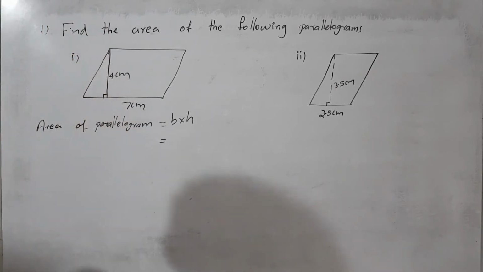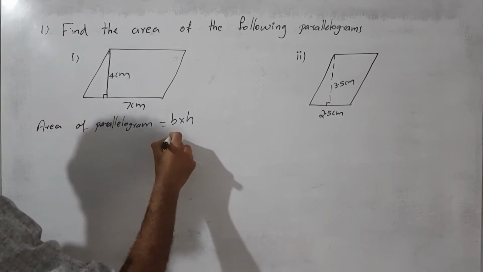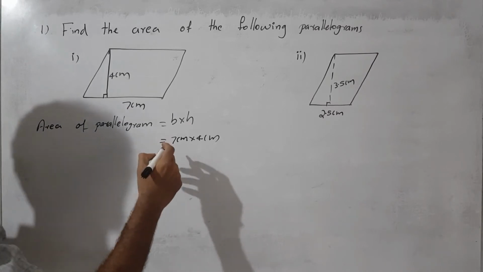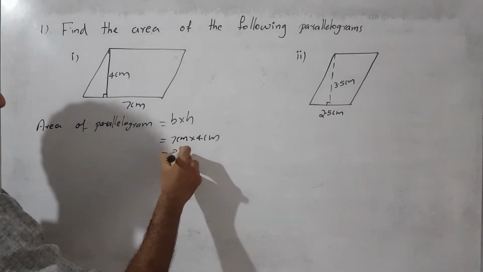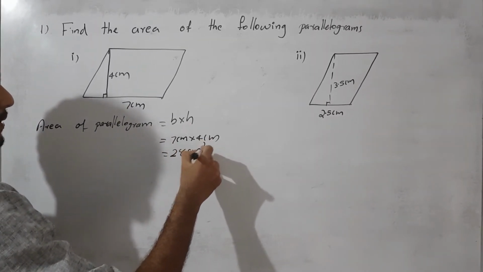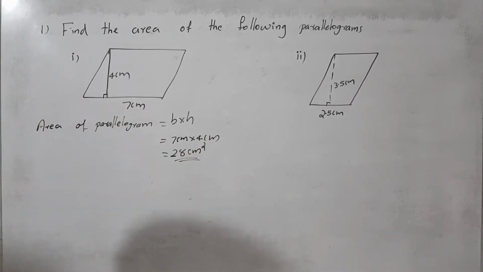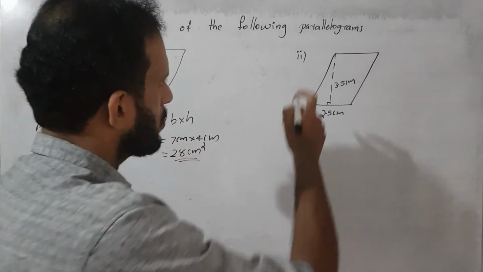Yes, 4 centimeter. Next we substitute the value: 7 centimeter into 4 centimeter. 7 into 4 is equal to 28 square centimeter. So what is the area of the parallelogram in the first case? 28 square centimeter. Okay, so next we go to the second one.